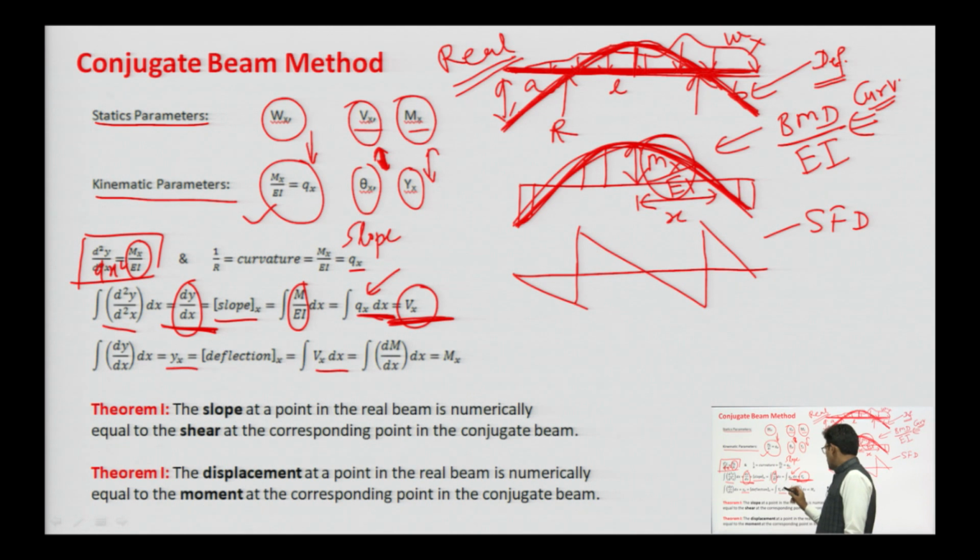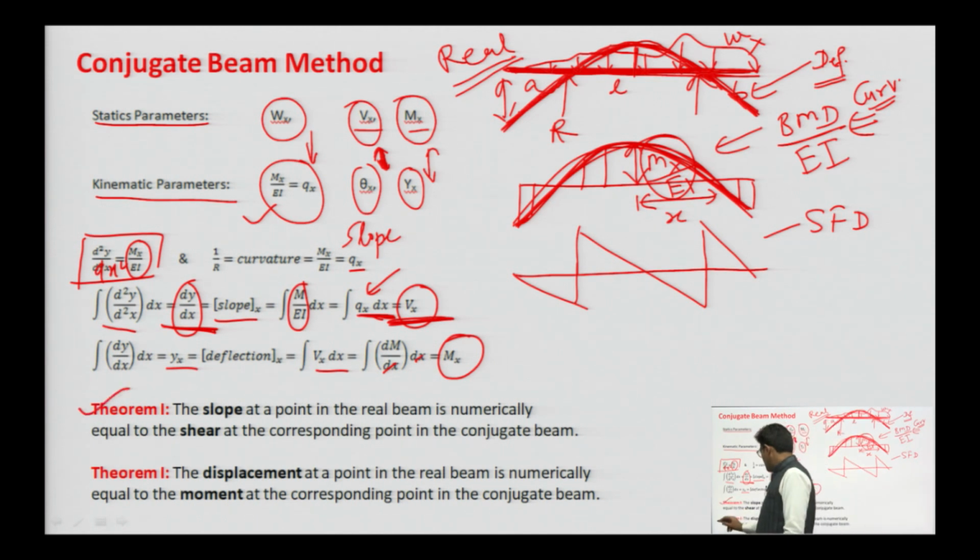Now, we know that shear force is the rate of change of bending moment, dM/dx, so it will be cancelled out and it will be only bending moment. Therefore, we can say that slope is conjugated with shear force, and displacement with bending moment. So, these are theorem 1 and theorem 2.